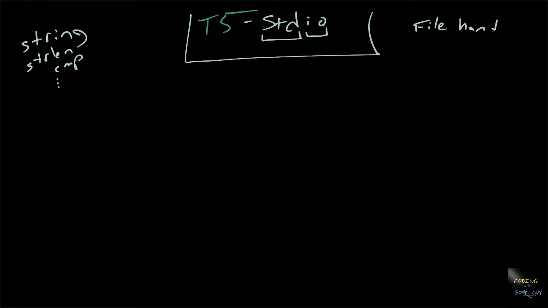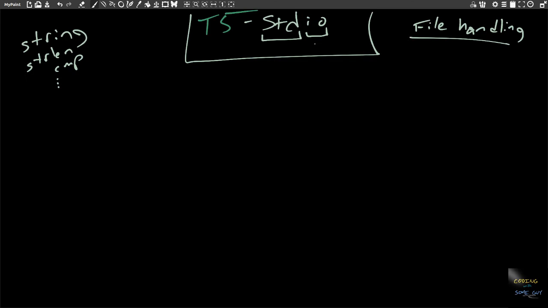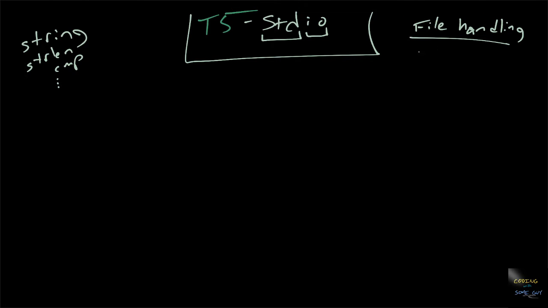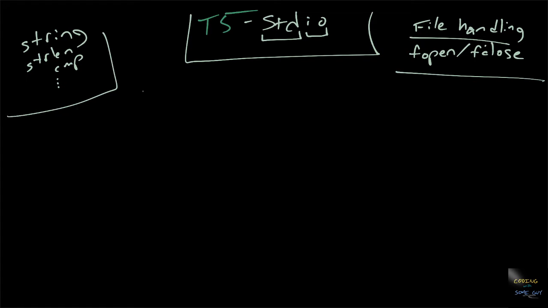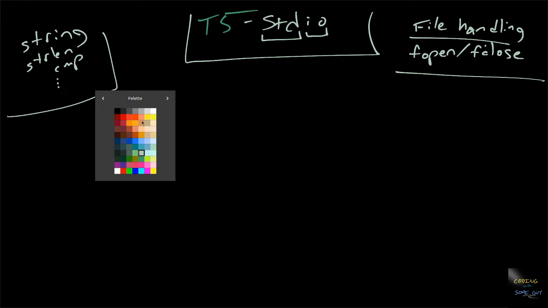This is ANSI style file handling. So this is stuff like fopen and fclose and all that stuff. This is kind of a reach goal, so we might just end up staying over here. All right. Well, what are these things?